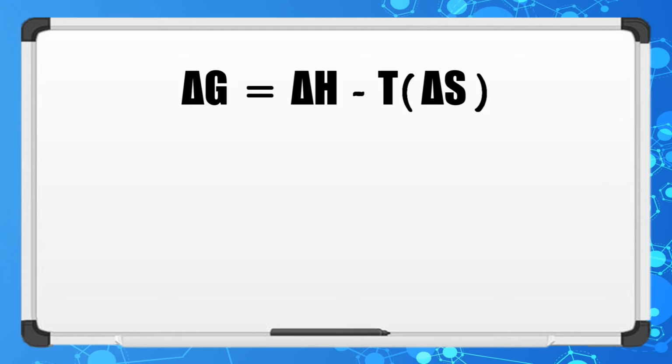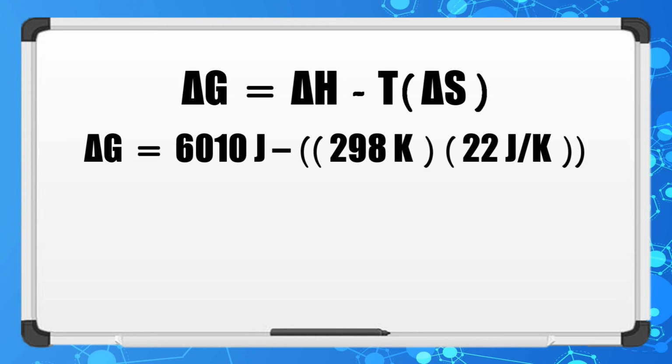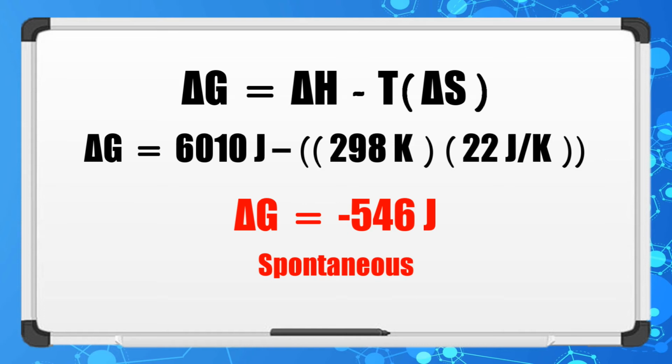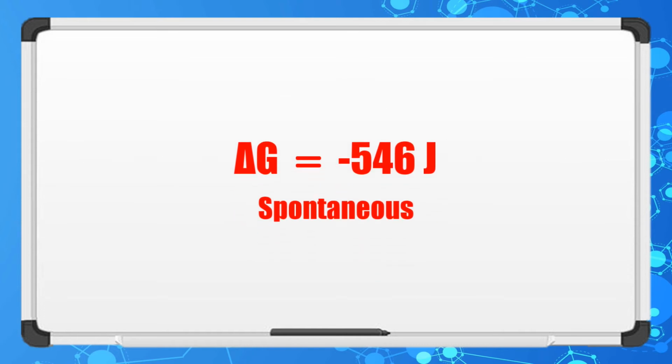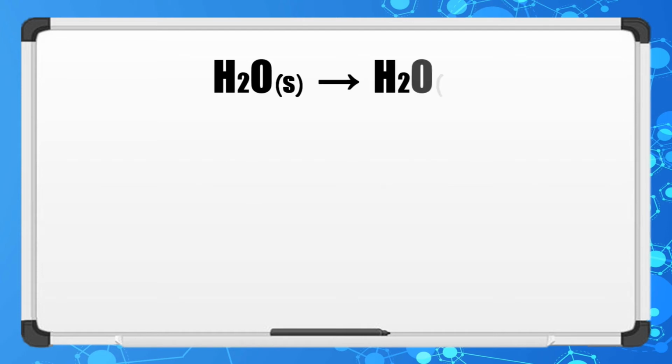We will now solve for the Gibbs energy using these given parameters. We use the formula for delta G. Then, substitute the given values of delta H and delta S and simplify. Delta G will be equal to negative 546 joules. The Gibbs free energy value is negative, which means that the reaction is spontaneous. We can also deduce that the reaction will be spontaneous only at high temperatures because both delta H and delta S are positive.